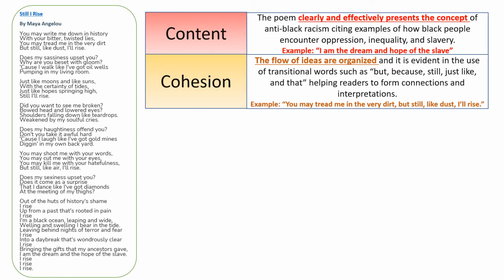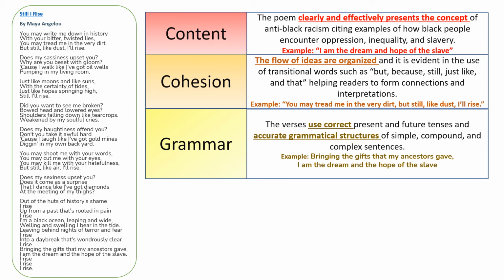Next is cohesion. The flow of ideas is organized, and it is evident in the use of transitional words such as but, because, still, just like, and that, helping readers to form connections and interpretations. Example line, "You may tread me in the very dirt, but still, like dust, I'll rise." So it shows cause and effect. So it is easy for the readers to understand the relationship of ideas.